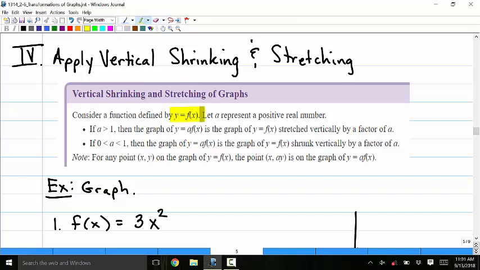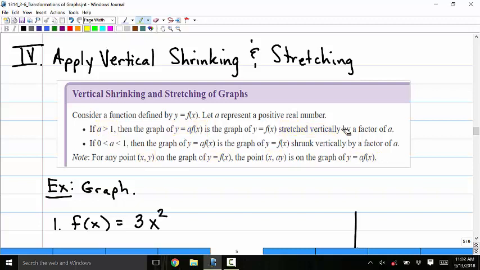So again, we had our parent function y equals f of x. And a is going to be a positive number. If you look at the graph of y equals a times f of x, if a is a number that is bigger than 1, and you do a times f of x, you vertically stretch the graph. If you know that the point x, y is on the parent function, then the point x, a times y is on the new function a times f of x.